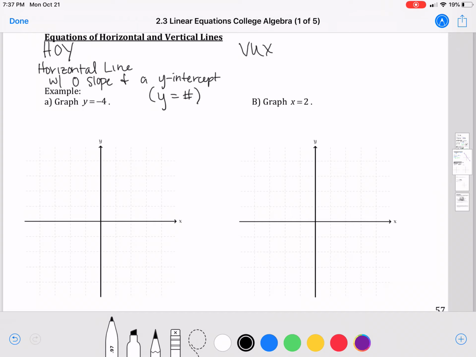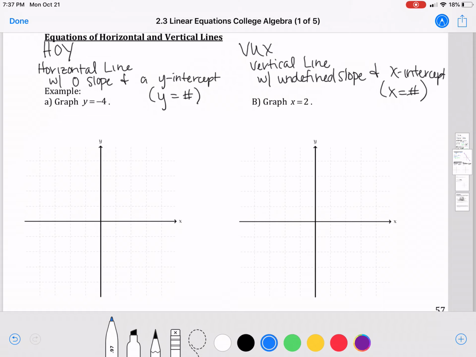Then we have our VUX, V-U-X, which is our vertical line, with an undefined slope, and here we're going to have an x-intercept, or x equals a number equation. Okay. So what's nice about this is we just split this up exactly how the next examples are.